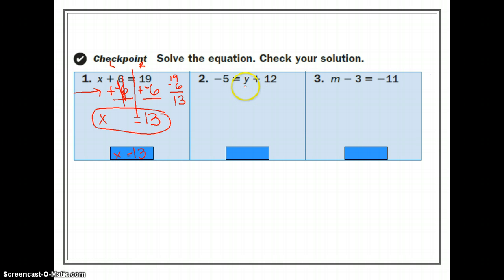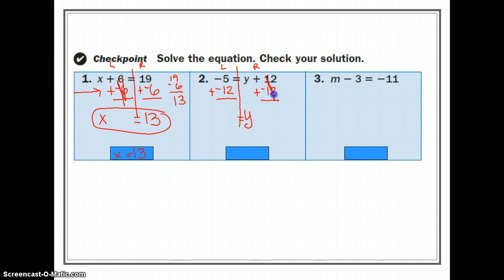Number 2. Two sides to the problem. Find the variable. The variable this time is on the right side. This is where we're going to start because I'm going to end up with the variable on the right. We're isolating that variable on the right. That means we need to move the adding 12. Let's add the opposite, which is negative 12, to both sides.